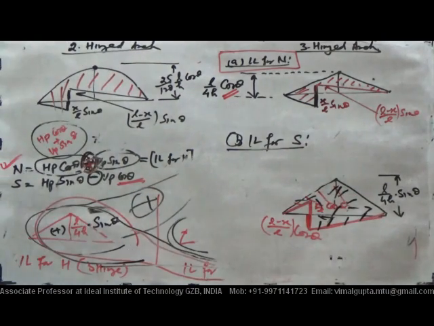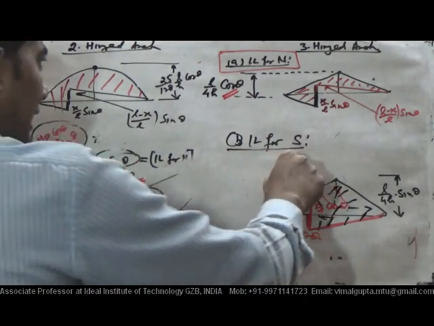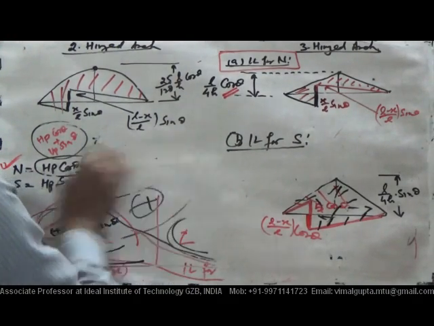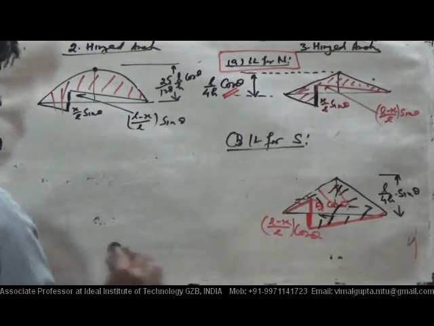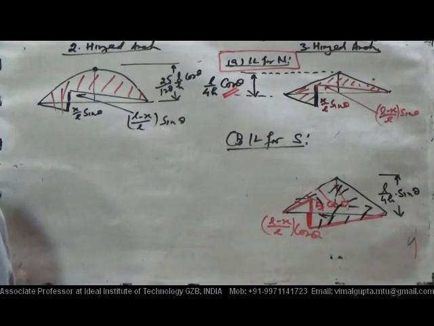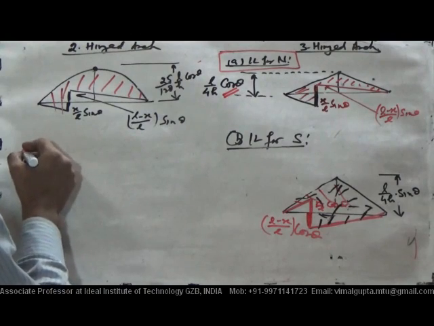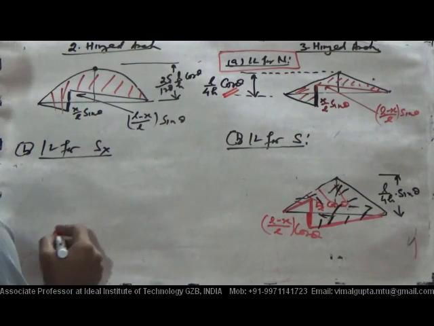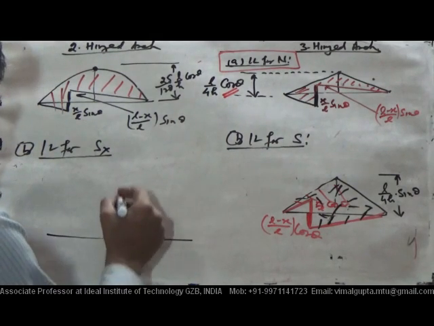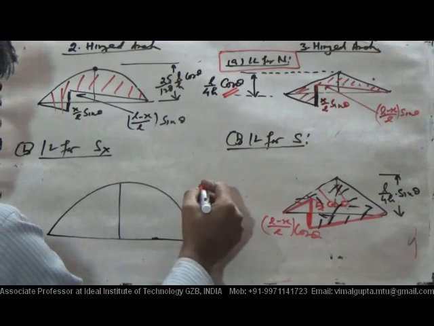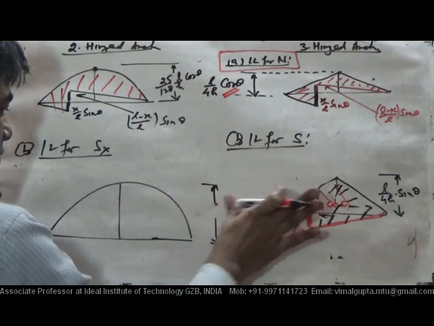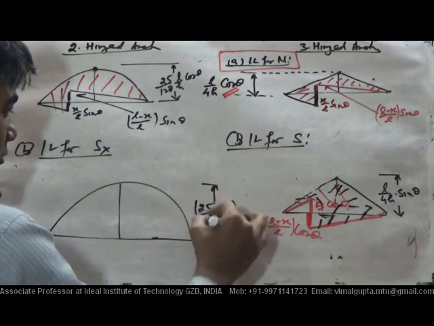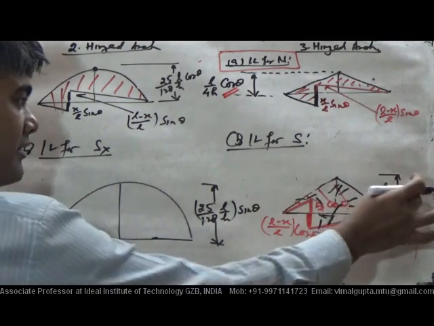Now this is the IL for S for 3 hinges. Similarly, I have to make it for 2 hinge. We can also make that. So it is B, IL for SX. First of all, plot the IL for H. You know very well its ordinate is 25 by 128 L by H, and which parameter do we have to multiply? Multiply by sin theta.